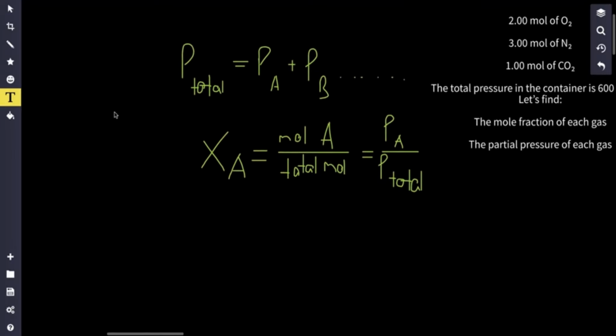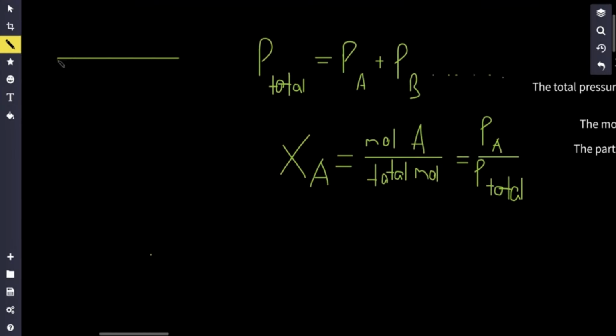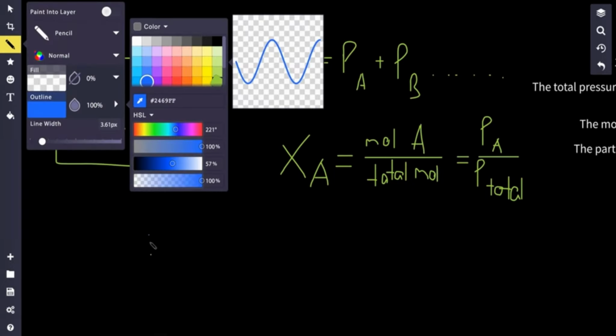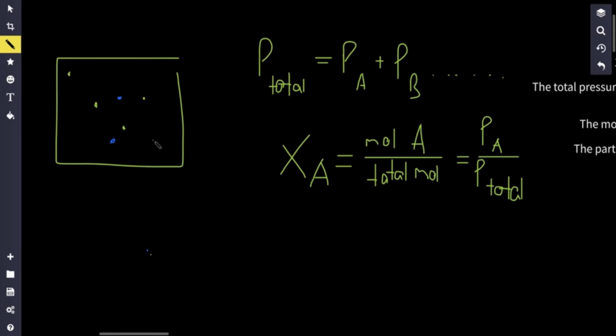Let's talk about gases. Let's say we have a container filled with many types of gases. Let's say the green dots represent one type of gas, and the blue dots represent another type of gas. So it's a mixture of gases. Now, both these types of gases will be exerting a pressure on the container, right? Because when the gases bump into the walls, they exert some sort of pressure on the container.